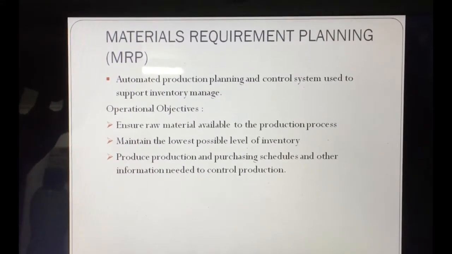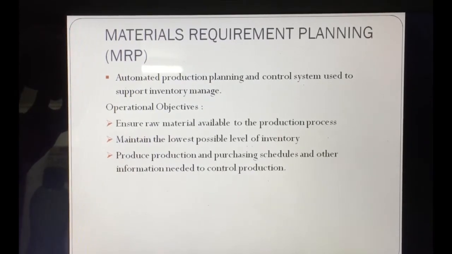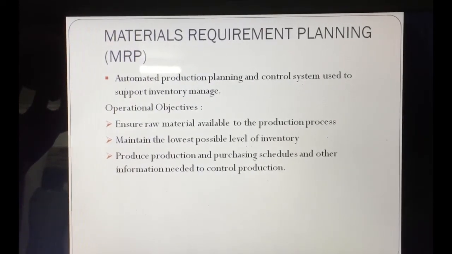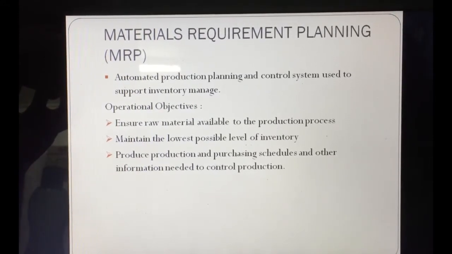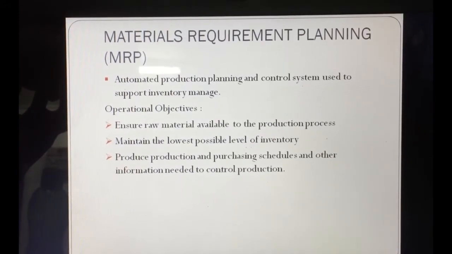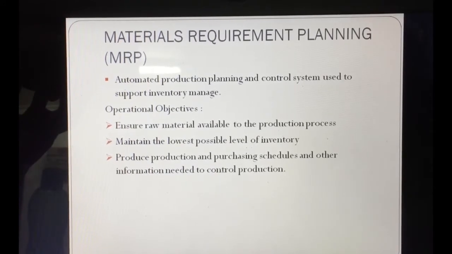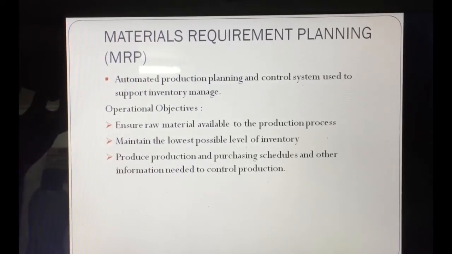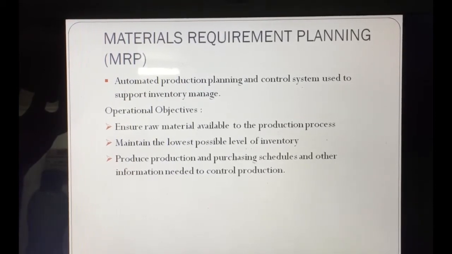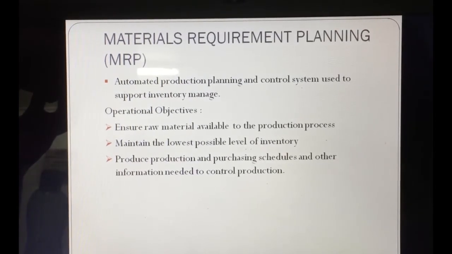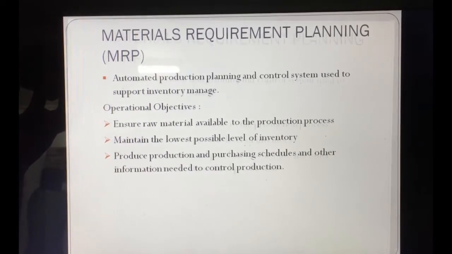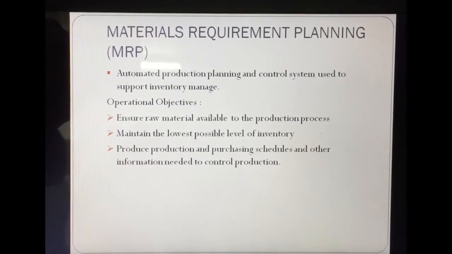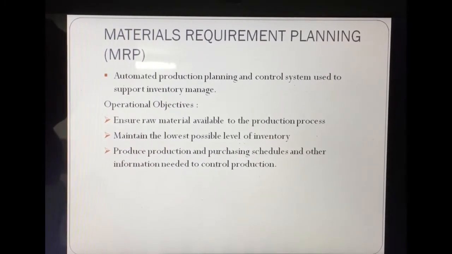So, for material requirement planning, MRP is an automated production planning and control system used to support inventory management. Its operational objectives are to ensure adequate raw materials are available to the production process, to maintain the lowest possible inventory on hand, and to produce production and processing schedules and other information needed to control production.